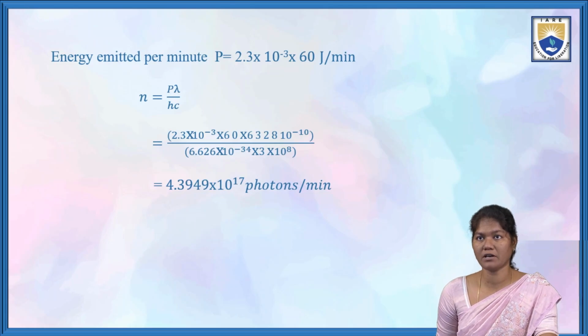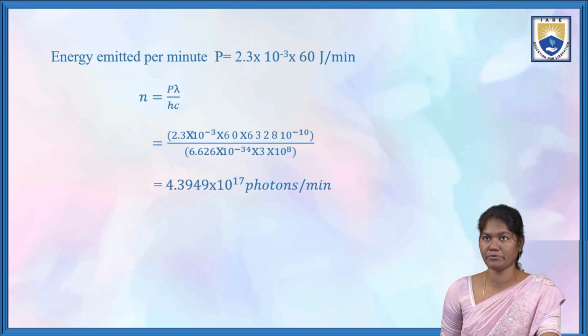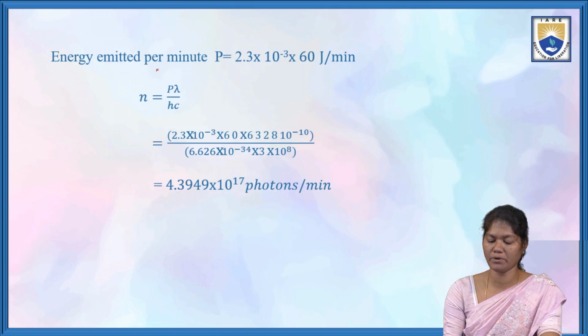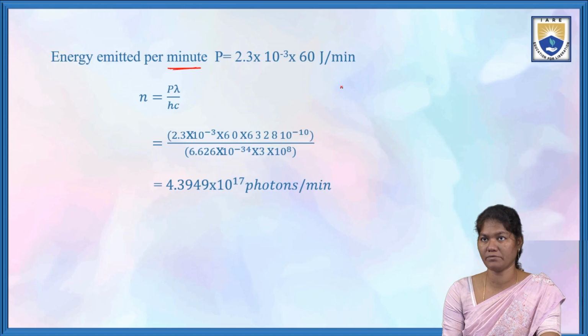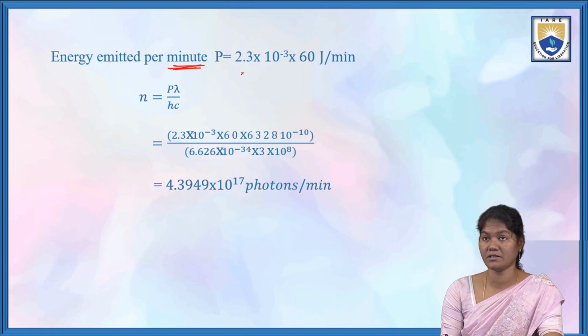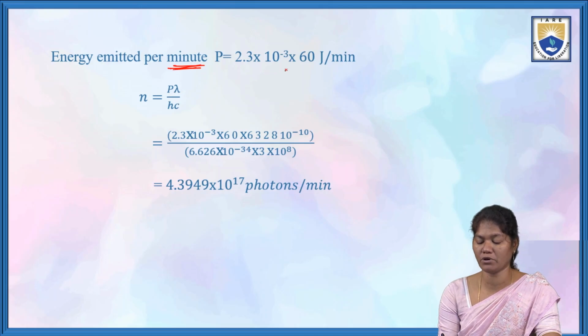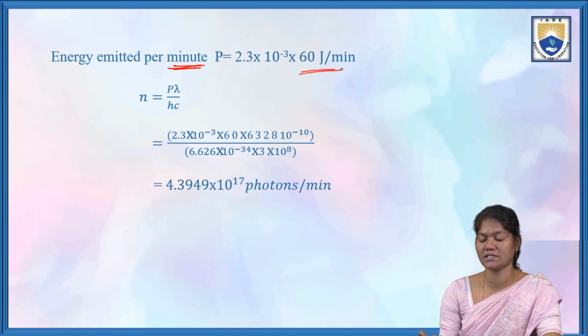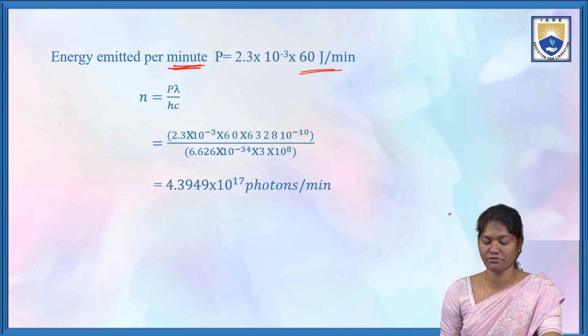So energy emitted per minute, that is the output power per minute. Per minute means we have to multiply the output power by 60. So P is equal to 2.3 into 10 power minus 3 into 60 joule per minute. So let's substitute all these values in the formula.